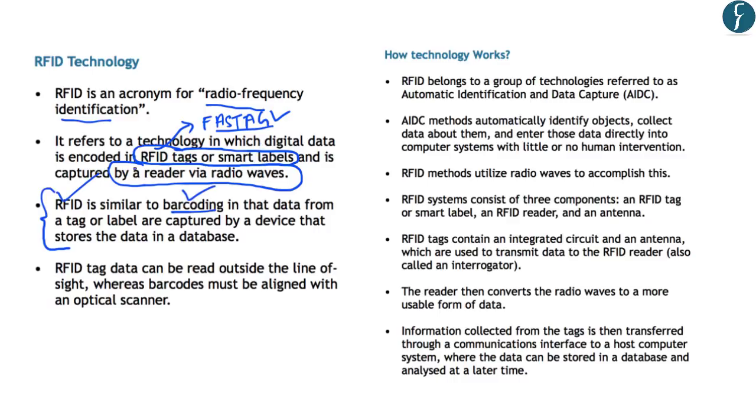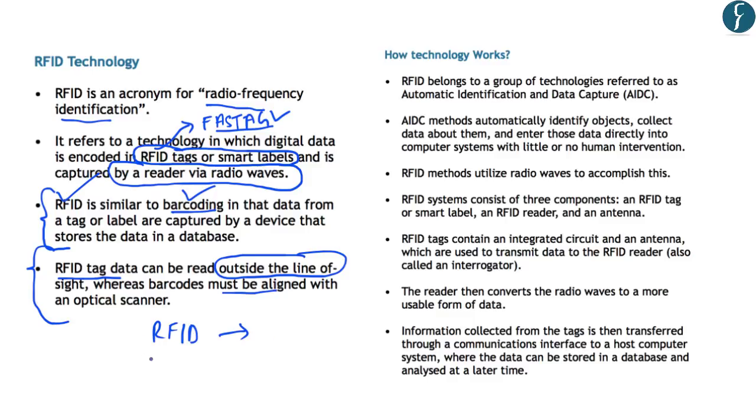So this RFID technology is similar to the barcoding technology where the reader tries to capture data from the barcodes by using a reader. However, one of the major differences between the RFID and the barcoding system is that RFID tag data can be read outside the line of sight, whereas barcodes must be aligned with the optical scanner.